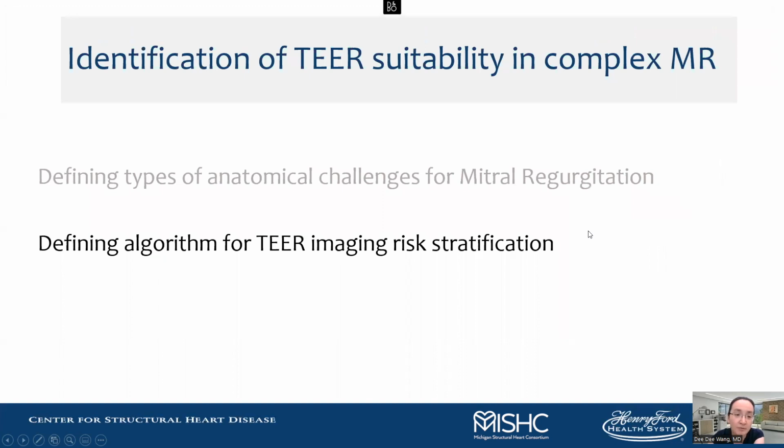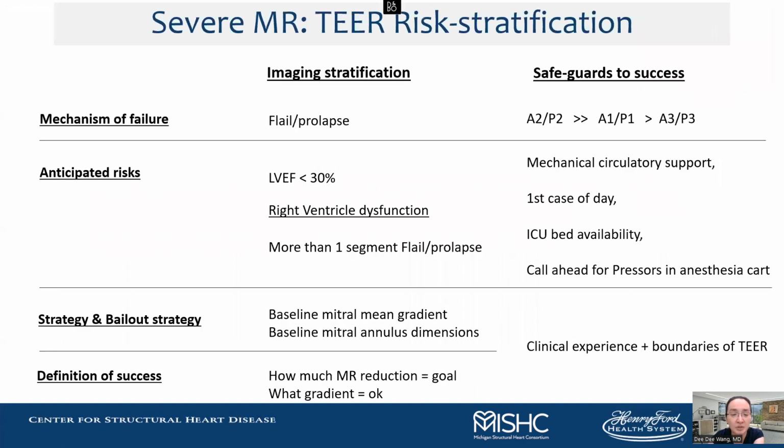But what about an algorithm for doing edge-to-edge repair patient risk stratification? Now that you know how to overcome the difficult anatomical challenges, how do you actually identify your prioritization of patients? This is an algorithm that I have designed at Henry Ford Hospital, and it basically focuses on imaging stratification and also safeguards success. So the concept is broken down by number 1, mechanism of failure, number 2, anticipated risks, and then a bailout strategy for every single risk, and then define success for these patients.